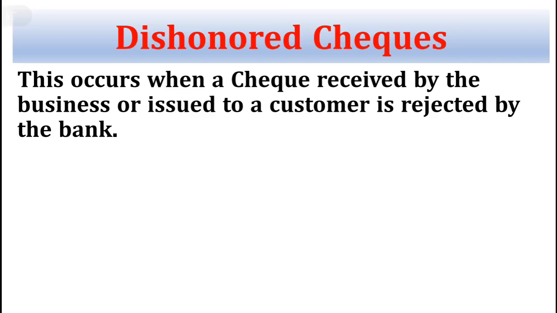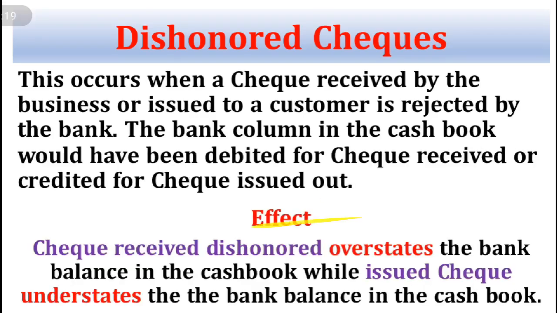And the opposite also is that when the business issues a check to a supplier, or when they make a purchase and on getting to the bank they tender such a check, but the check is rejected, it means the money will not be deducted from the business account, whereas it has been deducted in the cash book. The effect of that is that the amount in the cash book will be overstated.